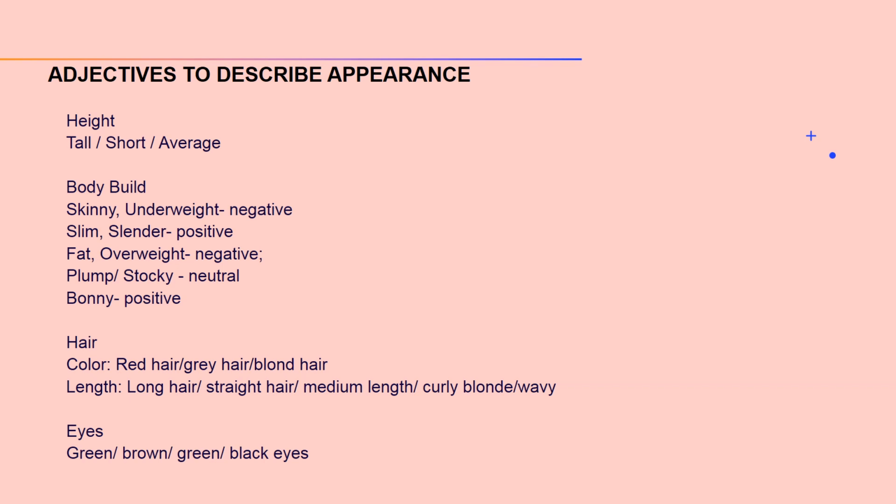Here are other adjectives to describe appearance. For height, we use tall, short, and average. For body build, we use skinny, underweight, slim, slender, fat, overweight, plump, stocky, and bony. We use color and length to describe hair and color to describe eyes.